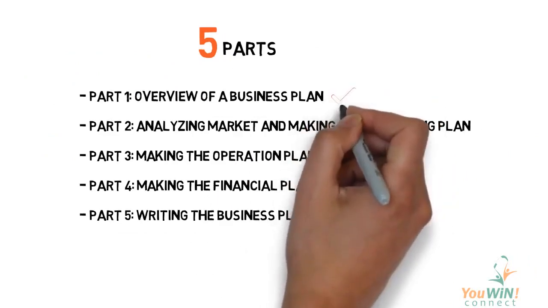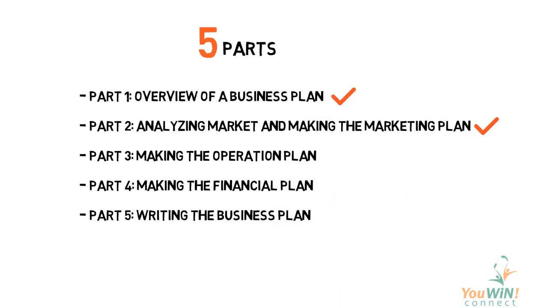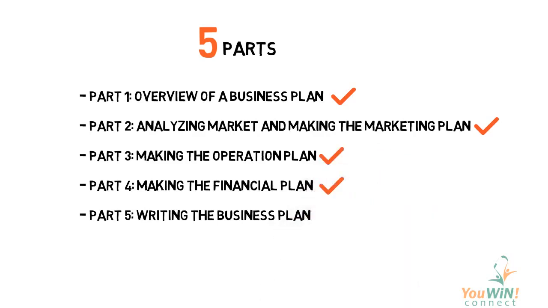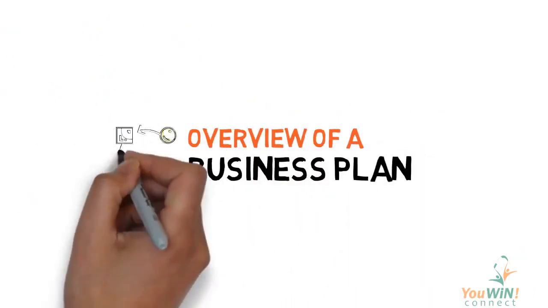The first part is an overview of a business plan. The second part is analyzing the market and making a marketing plan. The third part is making the operational plan. The fourth part is making the financial plan. And then finally, part 5, writing the business plan. Part 1, overview of a business plan.